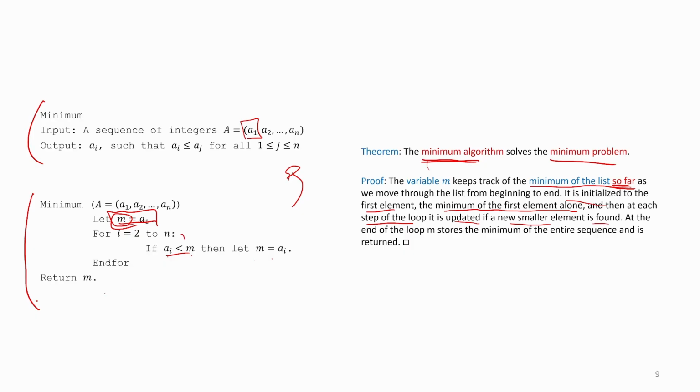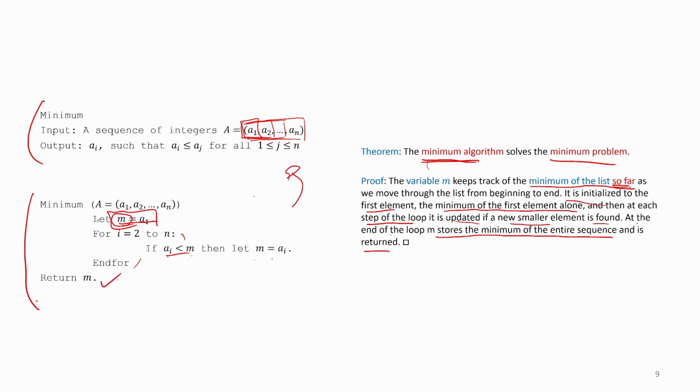Okay, at the end of the loop, so when we're done, let's go step by step here. After one step of the loop, we now have the minimum of the first two. After two steps of the loop, we now have the minimum of the first three. But after all the steps of the loop, we now have the minimum of all the elements. At the end of the loop, M stores the minimum of the entire sequence, and it is returned.